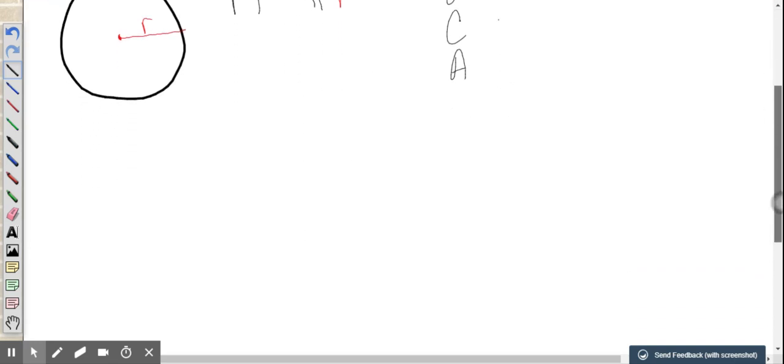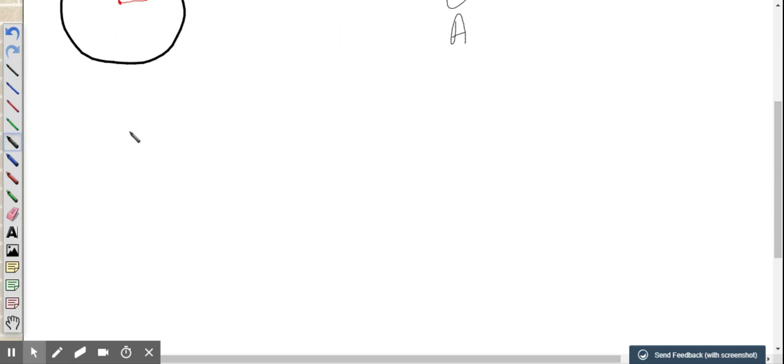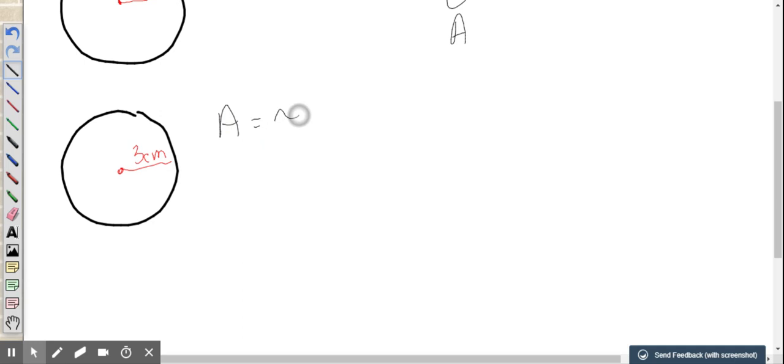All right, so let's look at our first problem. So draw a circle. We're going to put that our radius is 3 centimeters. So then you're going to write down your area formula. Area equals pi r squared. Remember, the area is talking about like to cover this circle, to completely cover it. Remember how circumference went around? Well, area is to cover.